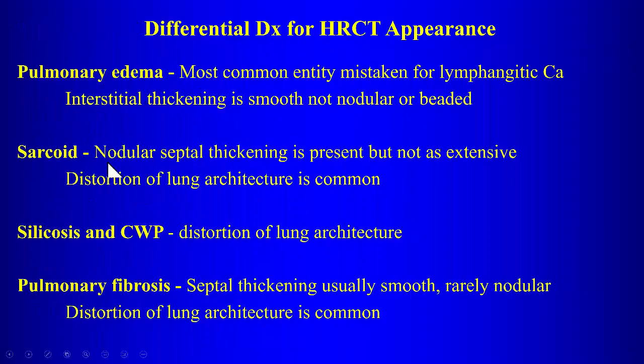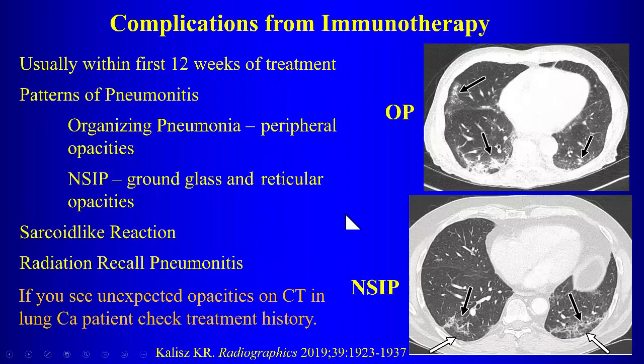So pulmonary edema, sarcoid can also give you nodular interlobular septal thickening. Sarcoid, though, tends to be associated with fibrosis, and we can have architectural distortion. Same thing is true of silicosis and coal workers' pneumoconiosis. And with pulmonary fibrosis, the septal thickening tends not to be as extensive as we see with lymphangitic carcinomatosis. And here, of course, you will also have traction bronchiectasis and other signs of fibrosis and architectural distortion.